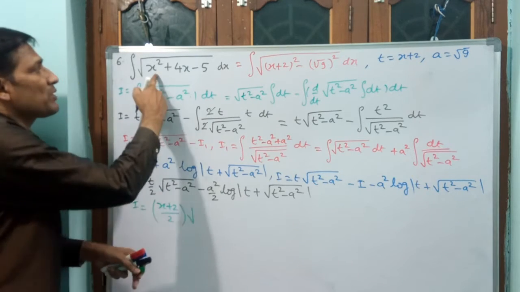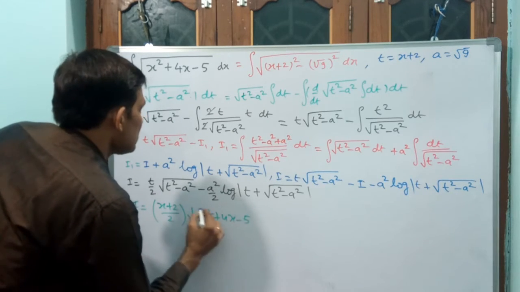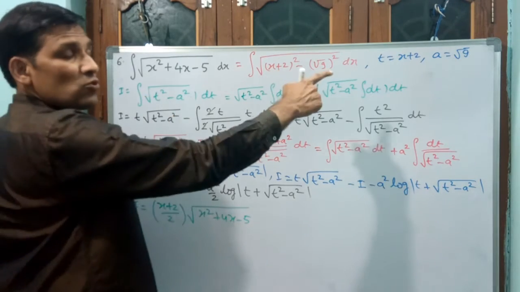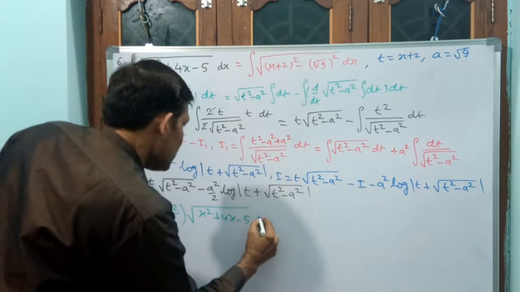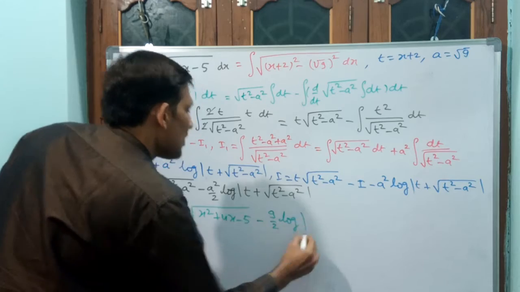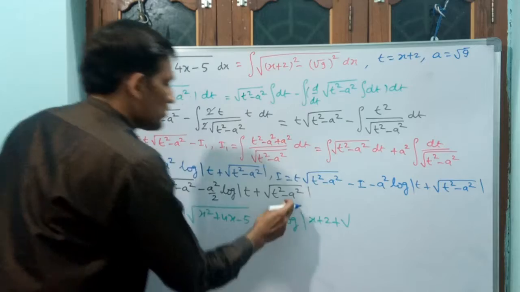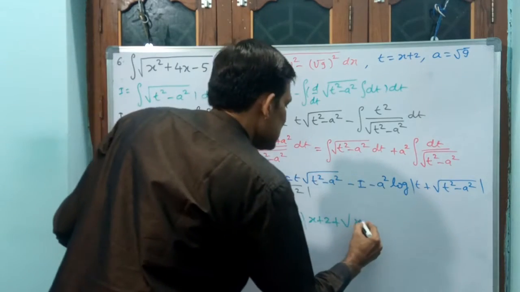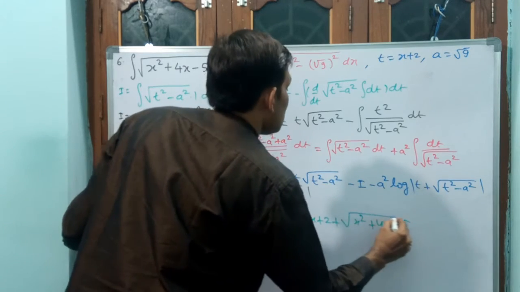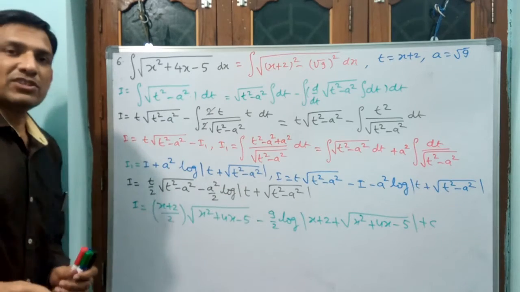Square root of t square minus a square, means final thing. This one you have to write: x square plus 4x minus 5 under root, a square by 2. See, a is root 9, a square means 9. 9 by 2 minus 9 by 2 log of modulus of t, x plus 2 plus square root of t square minus a square, which again is x square plus 4x minus 5 under root, modulus close, plus c. Okay. See, this is the answer for your 6th question.